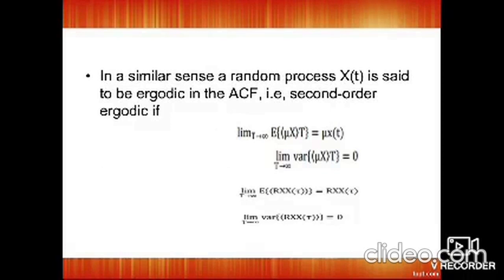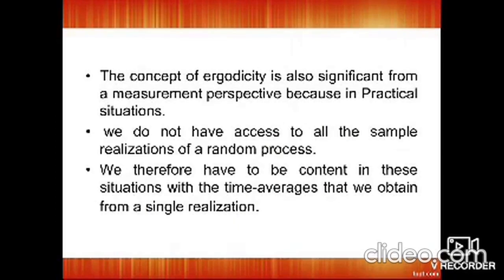So the process is ergodic in mean if the conditions are satisfied: limit T tends to infinity of mx of t is equal to mx of t, and limit T tends to infinity of variance of mx of t is equal to 0. If both conditions are satisfied, we can tell that it is ergodic in mean. And the concept of ergodicity is a significant form of measurement for practical solutions. So the ergodic mean and autocorrelation should be calculated, and this process is always stationary, but its converse is not true. That is, an ergodic process is always stationary and a stationary process is not always ergodic.